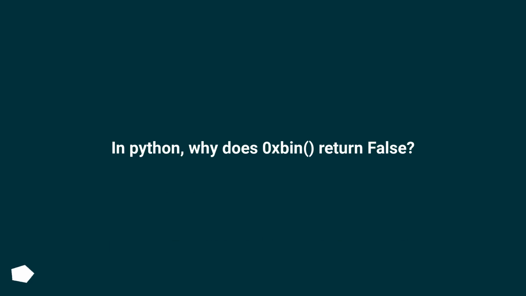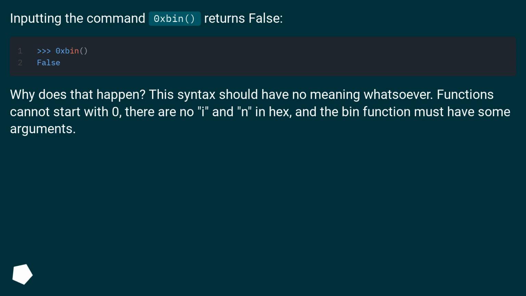In Python, why does `0 in ()` return False? Inputting the command `0 in ()` returns False. Why does that happen? This syntax should have no meaning whatsoever. Functions cannot start with 0, there are no `i` and `n` in hex, and the bin function must have some arguments.